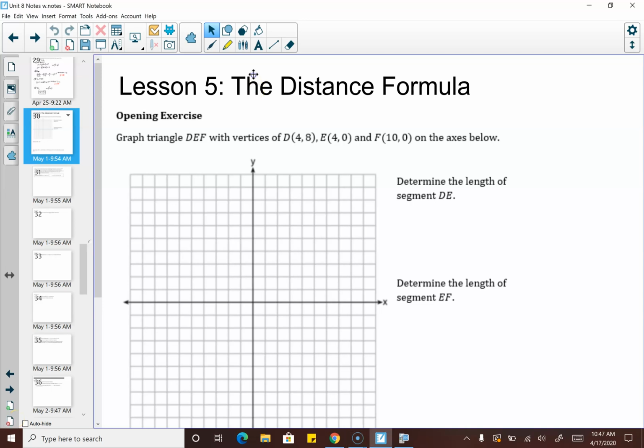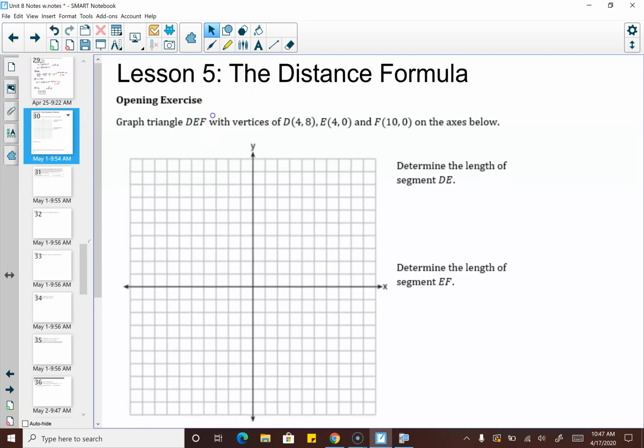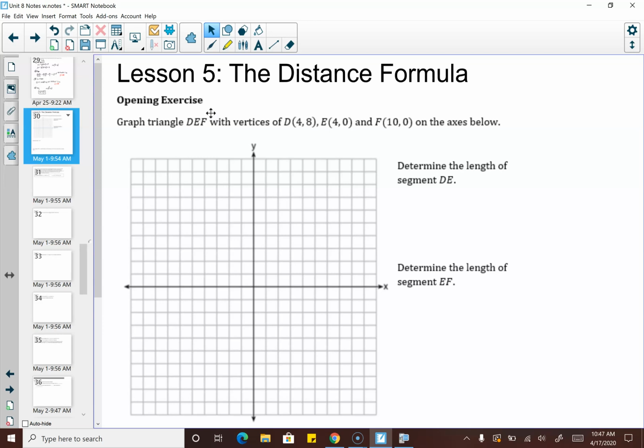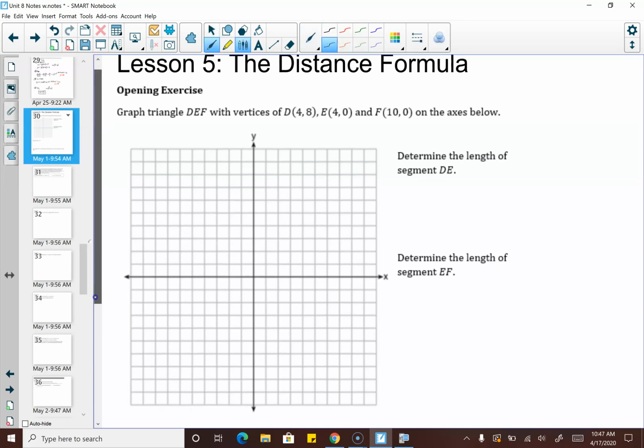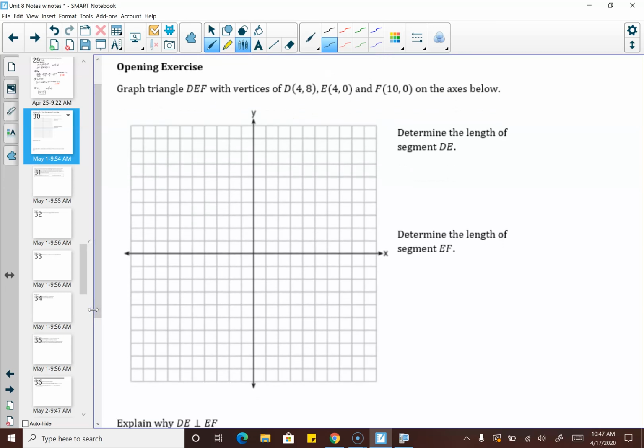For lesson 5, we are going to work on our latest formula for coordinate geometry, which is the distance formula. Now we're going to start to discover something about the distance formula that kind of makes it, I don't want to use the word optional, but it shows there are a couple variations to how we use it. So graph the triangle DEF with vertices D (4, 8), E (4, 0), and F (10, 0).